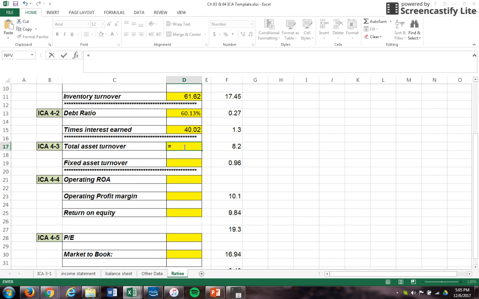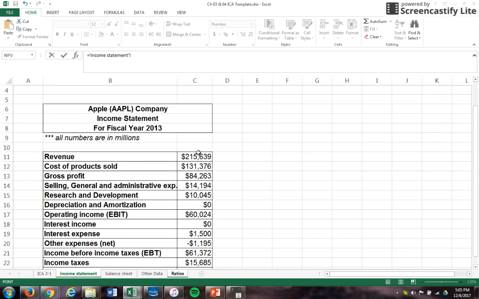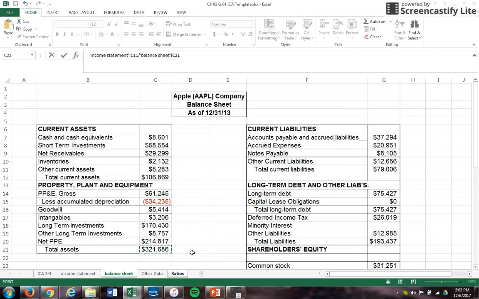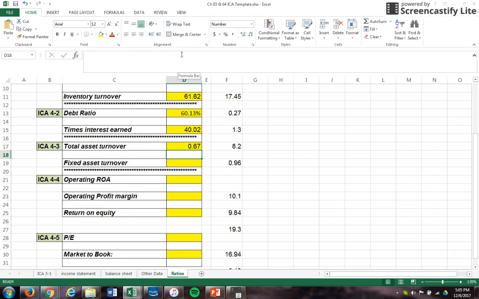So to do that, we're going to type in our equals. And we know sales or revenues are found on our income statement here, 21,639. And we are going to take that and divide it by our total assets, which are found on the balance sheet, 321,686. So we have our income statement, C11, divided by our balance sheet, C21. Once we have that, we can hit enter, and that gives us a total asset turnover of 0.67. So that's a little bit low, significantly low as compared to the industry average of 8.2 that we see.